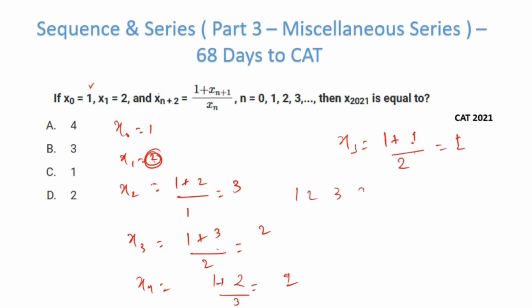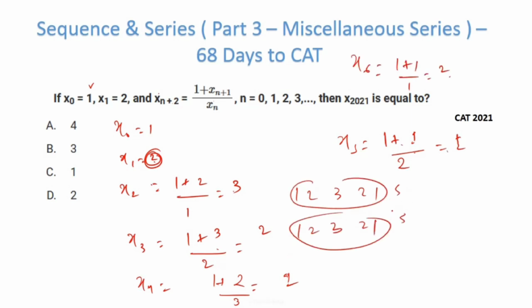So 1, 2, 3, 2, 1. Again going in that loop, 1, 2, 3, 2, 1. So 5 terms will keep on going, right? But it has started from 0. If it had started from 1, then x to the power 2020 will be the multiple of 5. But since it has started from 0, therefore x 2021 will not come at 1, but it will come at 2. I hope this is clear to you. So the answer is option D.